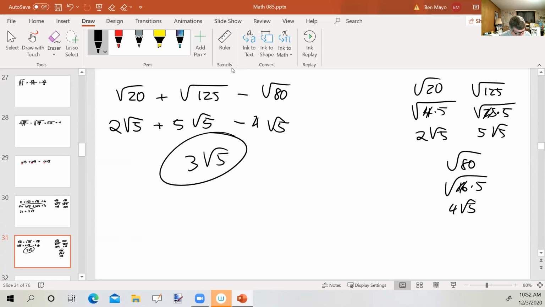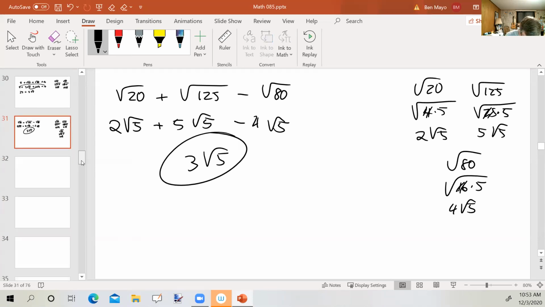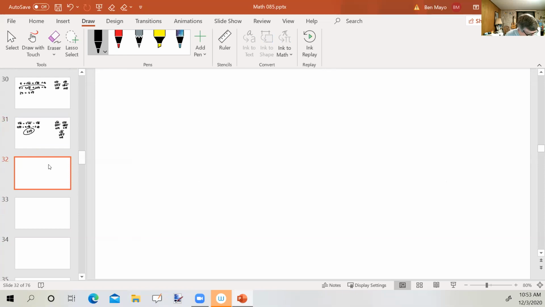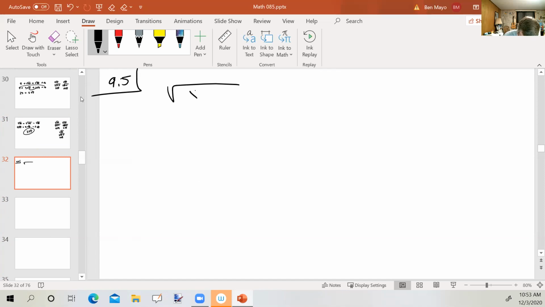Okay, let's see here. I think we're going to go on. So we're going to go on to section 9.5, which is solving radical equations. So let's say we've got this. The square root of x minus 10 equals 1.